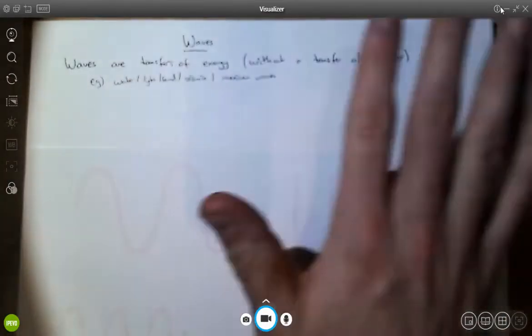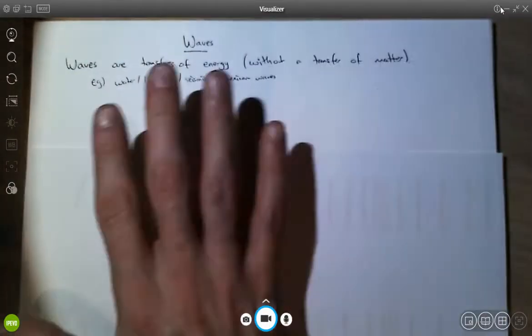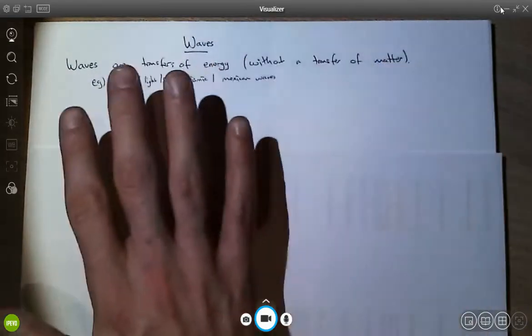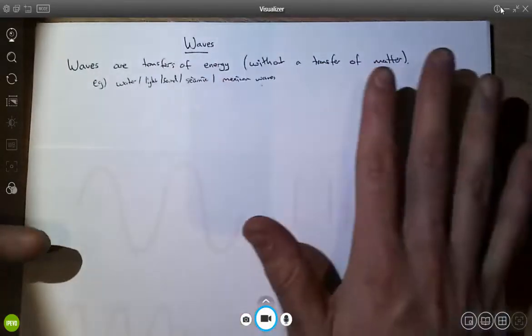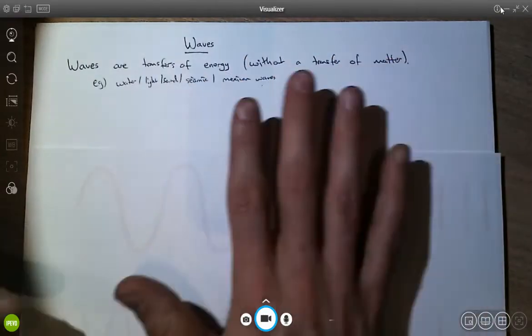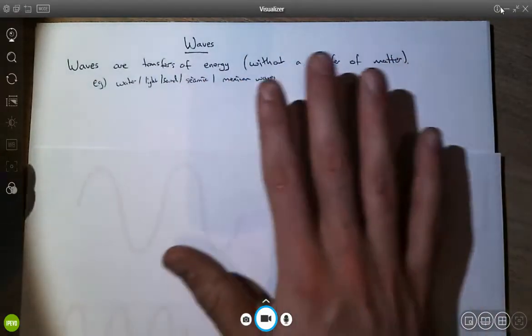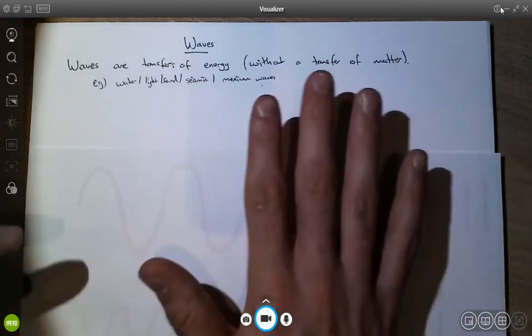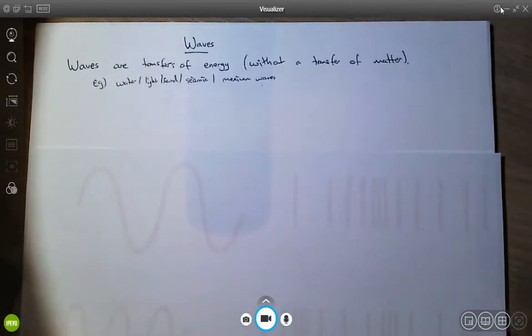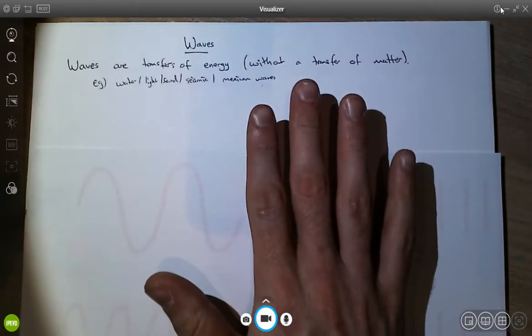You can even get students to wave their hands back and forth, and you can say, well, this is a wave. We're transferring energy, but we're not transferring matter, because the hand is just oscillating backwards and forwards and never actually moves beyond this small space. And this is a really good way of starting to introduce the basic properties of waves, because you can get students to wave in different ways.